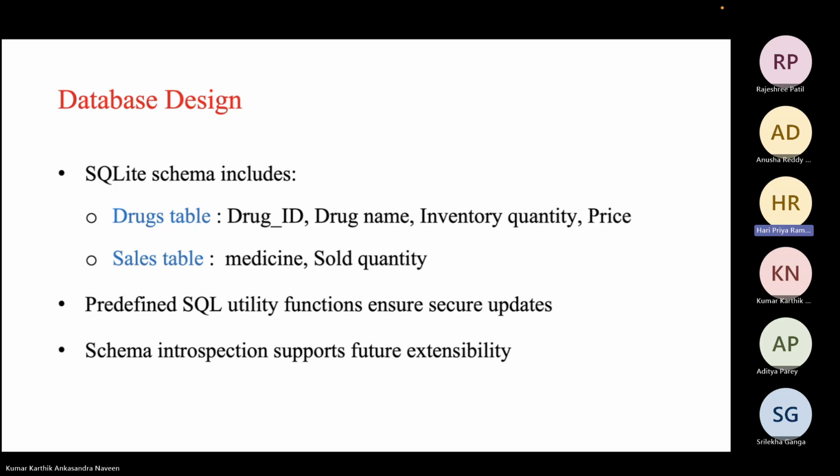So our database is designed with two main tables. One is drugs and the other is sales. Drugs has the drug ID, name, and quantity in stock, and sales has the drugs which are sold and the quantity sold. We have built predefined SQL utility functions to ensure safe updates and schema introspection to support future scalability. This is a simple one-to-many relationship.